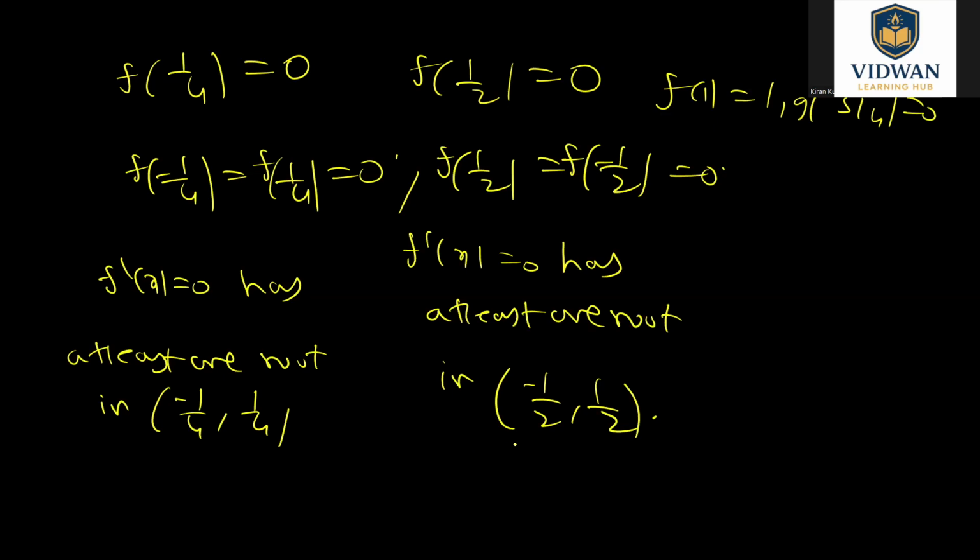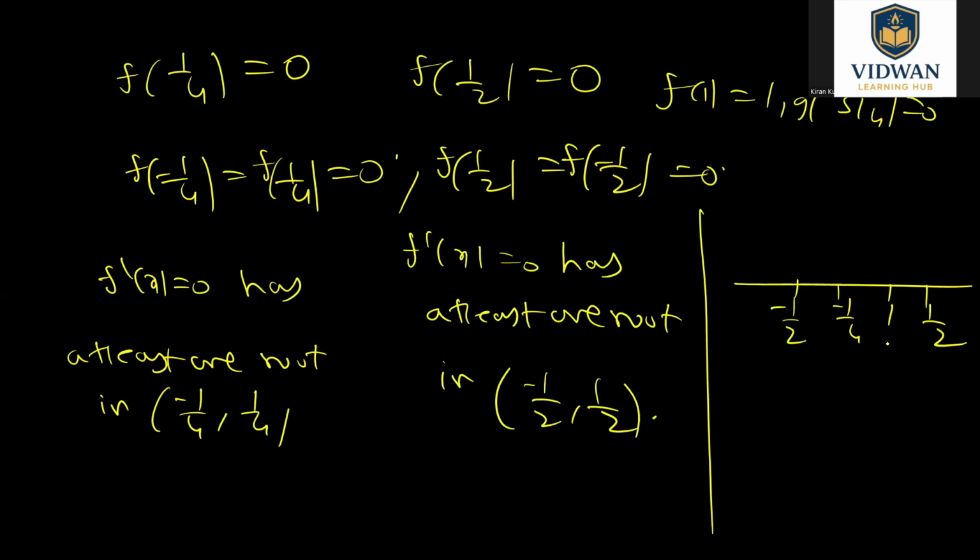Okay, so if I just show on the number line, you'll have say minus half here, minus 1 by 4 here, and 1 by 4 here. Minus 2 and 2 are here. So between minus 1 by 4 and 1 by 4, it has a root. So in this, there is one root. Minus 1 by 2 to 1 by 2, there is one root.